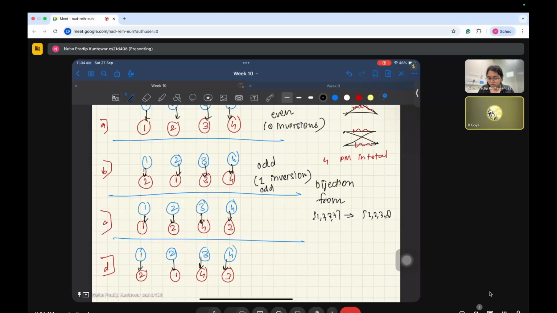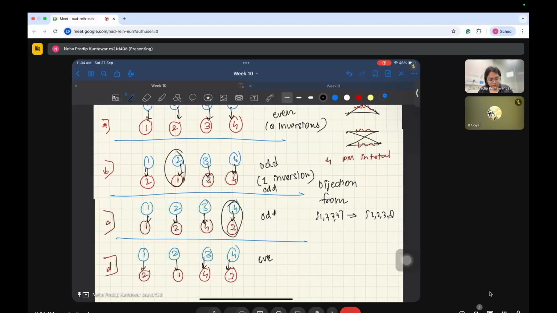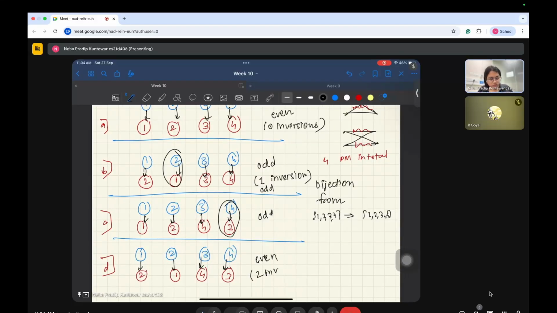So in this case, I have only one inversion here. In case C, this is the only inversion, so this is odd. And here in part D I have two inversions, so even, right? Yes. Okay.